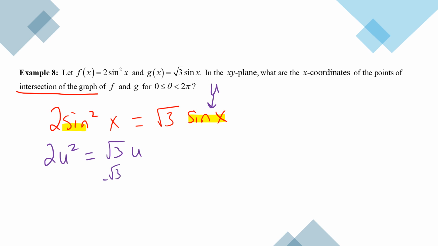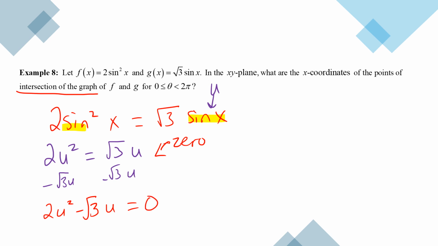So we're going to subtract square root of 3u from both sides. Wait, minus or divide? You're subtracting. Do not divide the values. If I divide, will this side equal 0? We need this side to be equal to 0, or you cannot use the zero factor property. So we have 2u squared minus square root of 3 u equals 0.